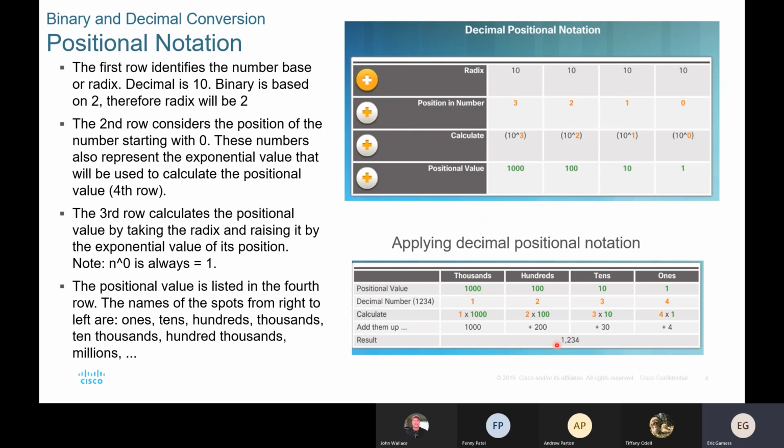For example, if I talk about 1234, you know that this 4 is associated with the 1, which means 10 to the power of 0. This 3 is associated to the 10, which is 10 to the power of 1. This 2 is associated to the hundreds, which is 10 square. And this one is associated to 10 cube, which is 1000, 10 to the 3. So you are already familiar with that.